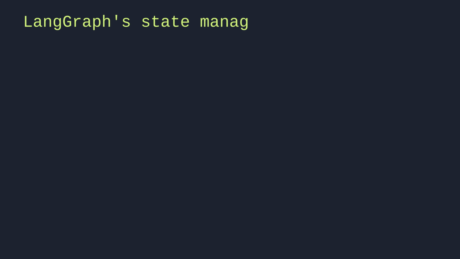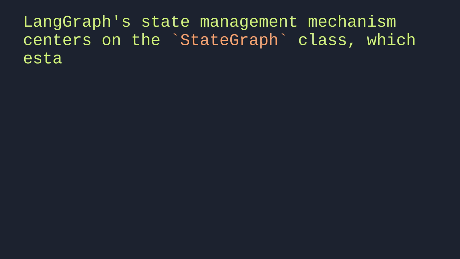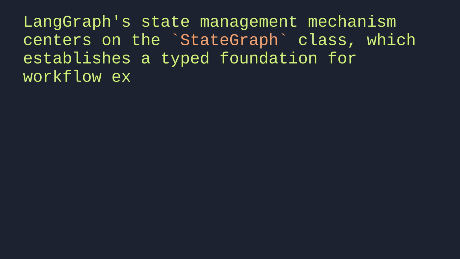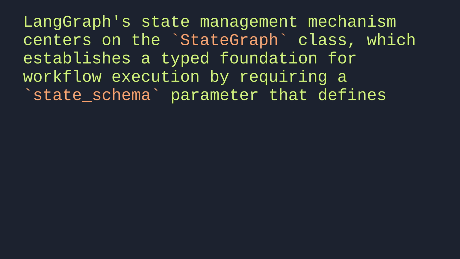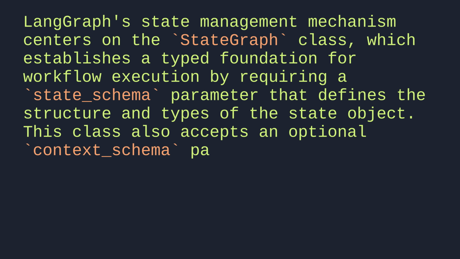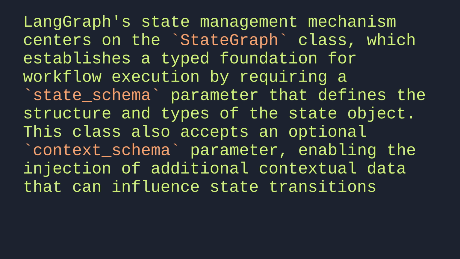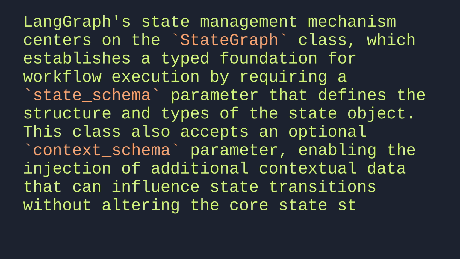LangGraph state management mechanism centers on the StateGraph class, which establishes a typed foundation for workflow execution by requiring a state schema parameter that defines the structure and types of the state object. This class also accepts an optional context schema parameter, enabling the injection of additional contextual data that can influence state transitions without altering the core state structure.